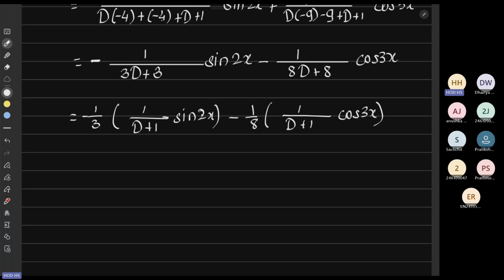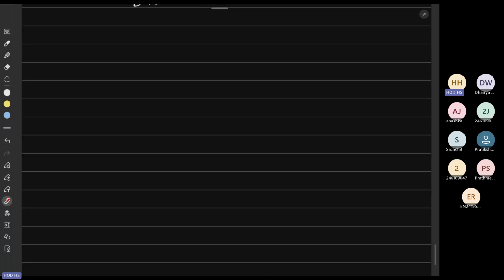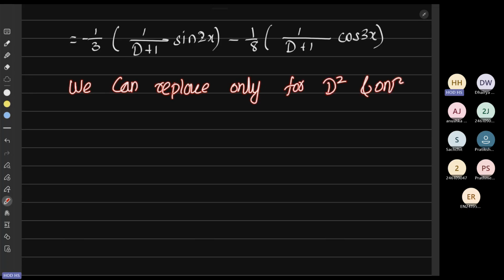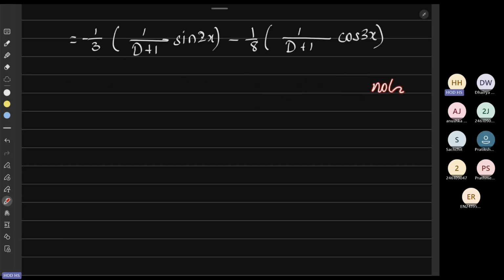Notice that we can replace only for d square, and not d in this case. So we cannot replace anything for d. So we need to take d square in the denominator. I will consider this like an algebraic operation and I will try to rationalize the thing.